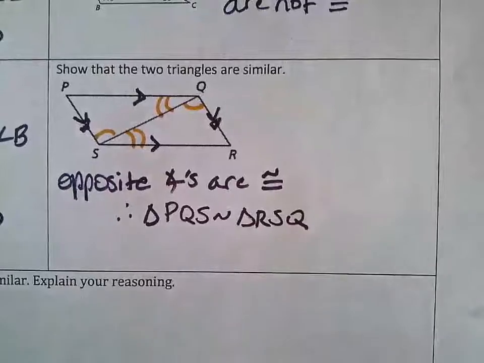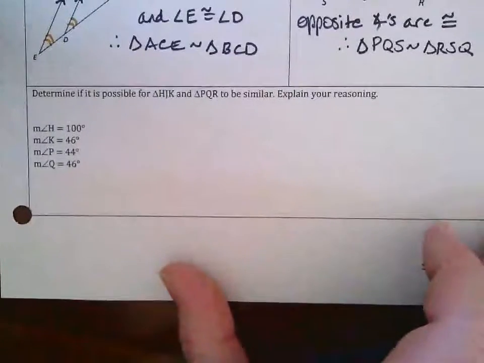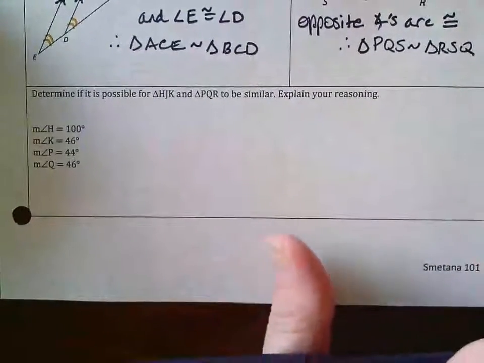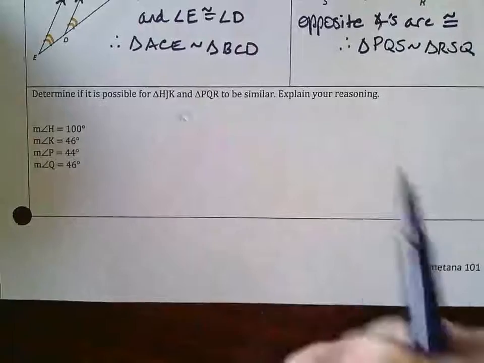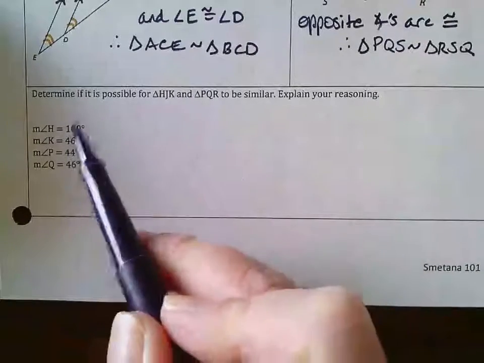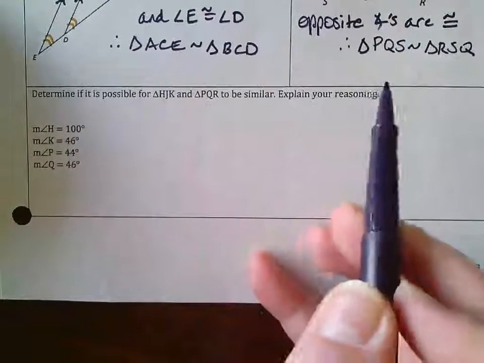Okie doke. Let's try it. You ready to try it with actually making a drawing? Not as hard, or not, well, I wouldn't say not as hard, a little different. So determine if it's possible for these two triangles to be similar given these measurements, and explain your reasoning.